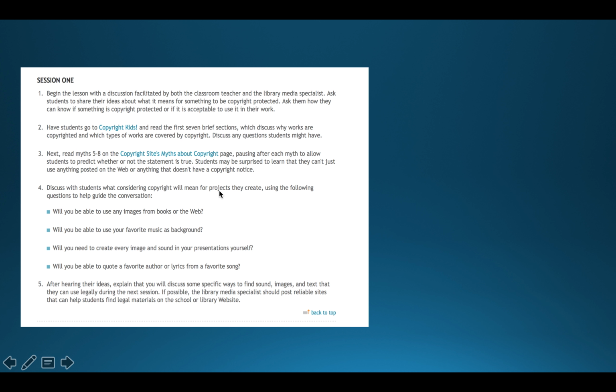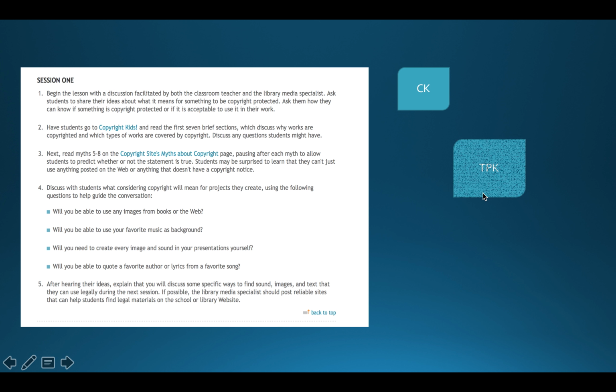So getting right into session 1, I notice CK here. So content knowledge just needs to be initial in order to get into the session. Right away it says beginning the lesson with a discussion facilitated by a classroom teacher and the library media specialist. So just assuming that I would need to be super knowledgeable about this content, and if I did have the help of a library media specialist, assuming that they would also be very knowledgeable about this copyright content in order to be able to teach it.